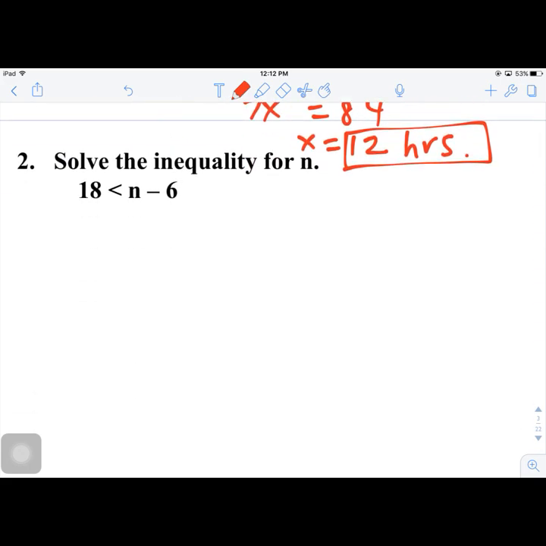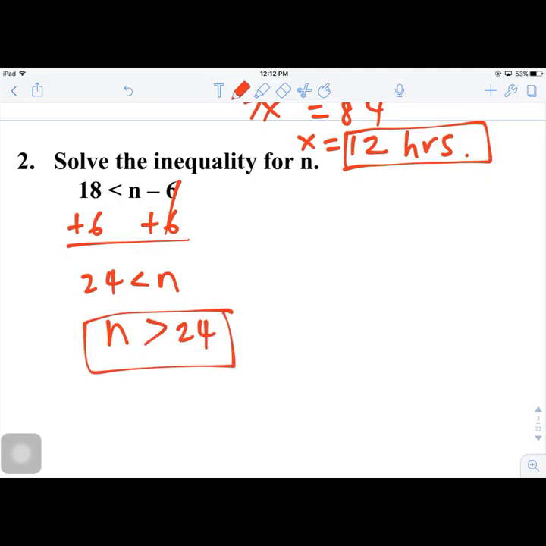Solve the inequality for n. So we're going to get n by itself. The first step is to add 6 to both sides. And we have 24 is less than n, but we always like to write the variable on the left. So it's going to be n greater than 24. And that is the answer.